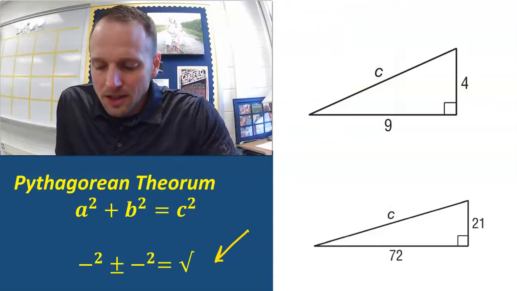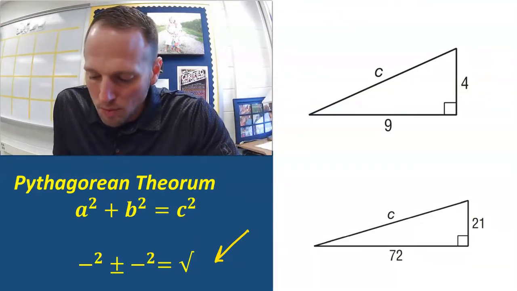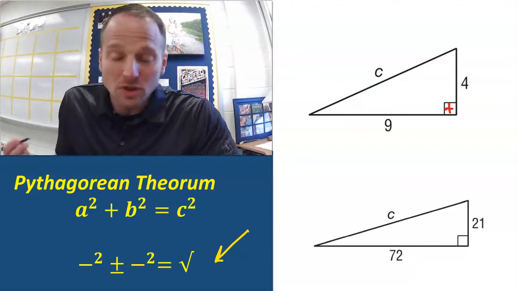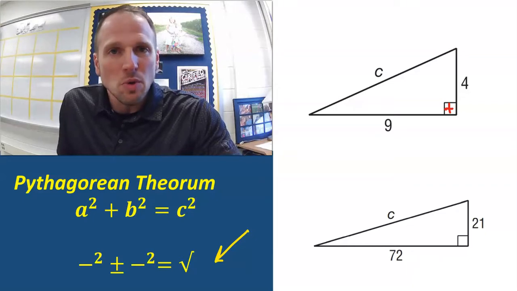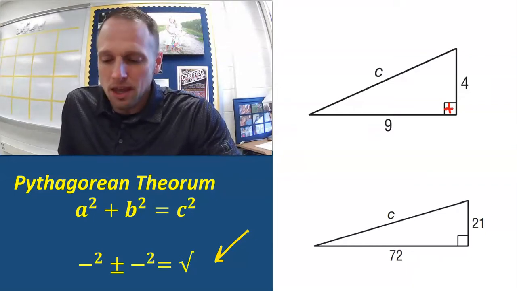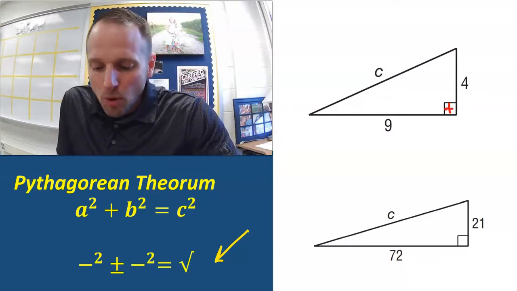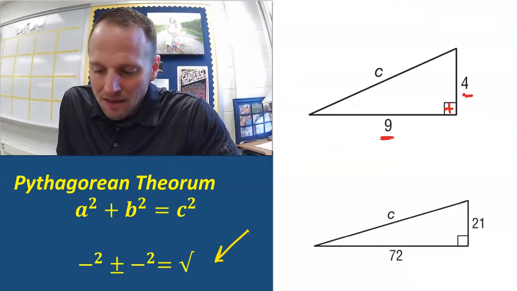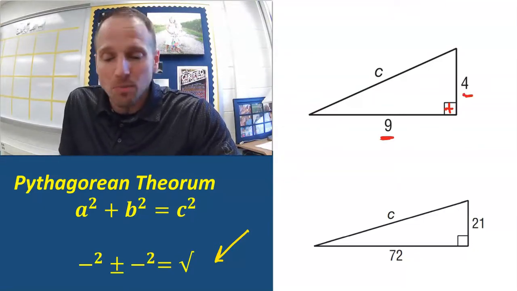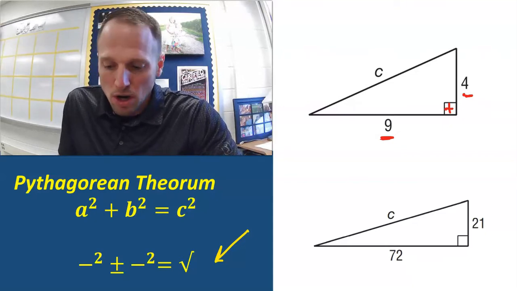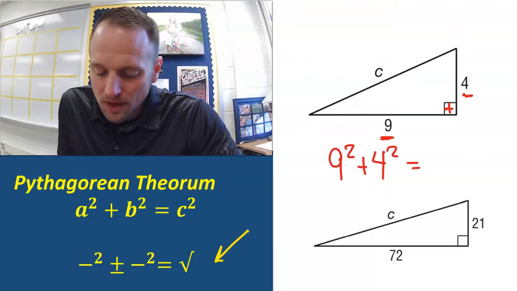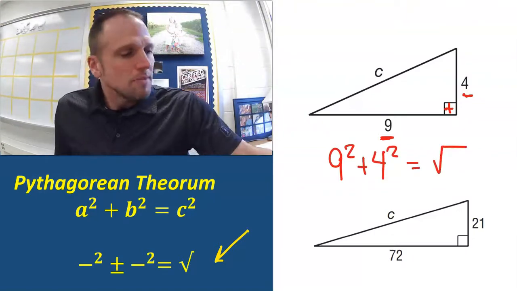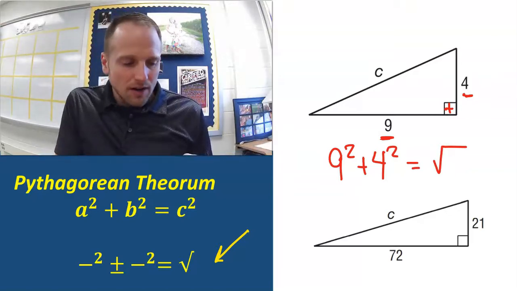I'm looking at this first triangle up here in the top, and what I'm always going to do is write a plus in there. Maybe you just want to imagine it, but I imagine a plus being right there in that right angle. Since both of my numbers, the 9 and the 4, are touching the plus, this is going to be a plus problem. So how are we going to enter this on our calculator? 9 squared plus 4 squared equals square rooted. And let's see what that is. That's all we're going to have to do.